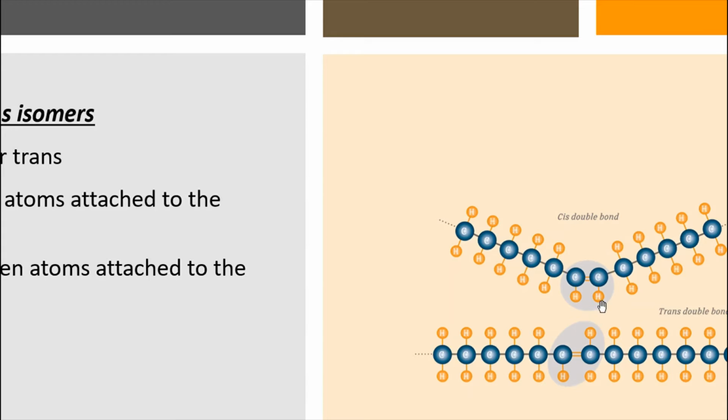So cis means same. Trans, you can think of transitional, so going from one side to another. And so with trans, our hydrogens are on the opposite side, whereas with cis, they are on the same side. Now remember, these are still both unsaturated fatty acids. One is cis, one is trans.